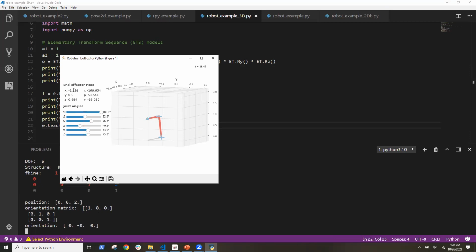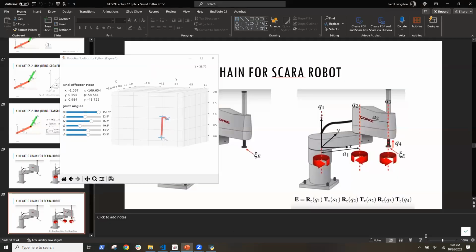So is that the forward or inverse kinematics? Given these joint angles, here's my output. Is that forward or backwards? Yeah, that's what we consider the forward kinematics. Given this X, Y, Z, computing the joint angles would be my inverse kinematics. And so that leads to the next thing here. Let's just go back to my presentation.